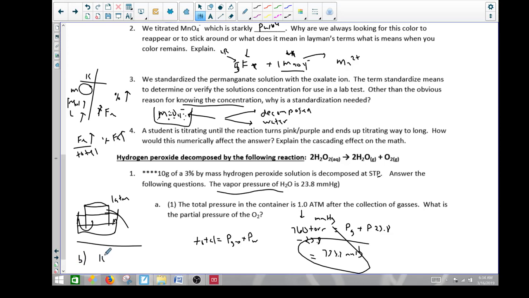So letter B on the other side is the total mass. I'm just going to take 10 grams times 0.03. 10 times 0.03 is 0.3. So I actually only have 0.3 grams of H2O2 present in the original solution. And then it wants to know the total amount of volume of gas that's produced from this decomposition. Okay, there's my equation right there.